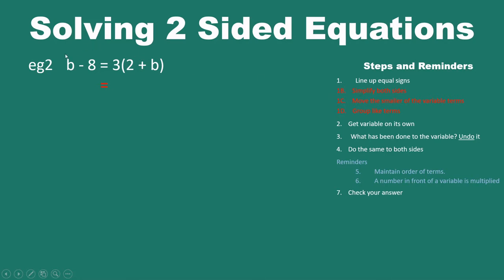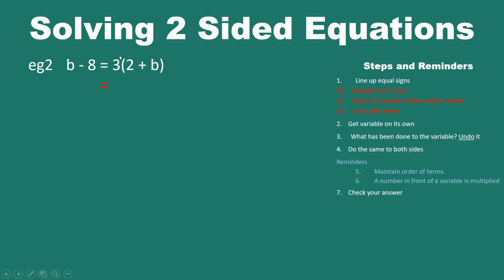Now, in the previous example, I couldn't simplify the expression on both sides. Here, I couldn't do B minus 8 because they're not like terms. But 3 bracket 2 plus B, this could be simplified. I can expand this bracket out. So multiply the 3 through by all terms inside the bracket. If you need a lesson on expanding brackets, I'll link it down below for you.